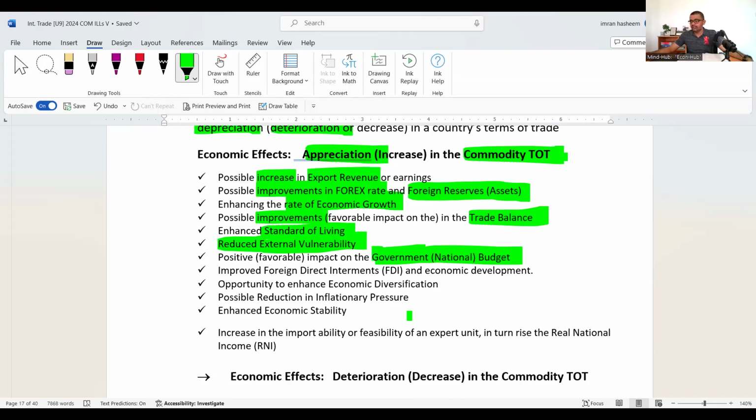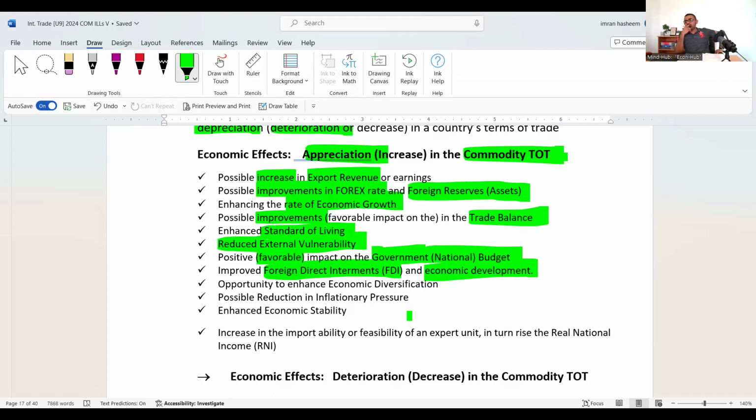Then improved foreign direct investments. Foreign direct investors, so that is again leading to economic development, improvement in living standard and all that. Most foreign direct investors would like to go into a country that is having a stable exchange rate, stable economic growth rate, stable inflation rate, and which is having good terms in their international trade. So that will be a very attractive thing for a foreign company to come into a country and invest.